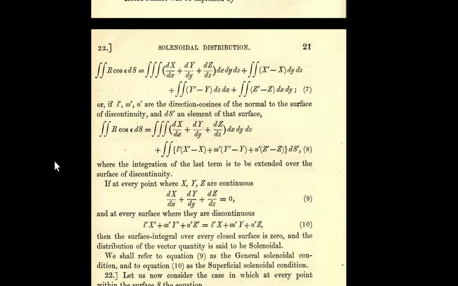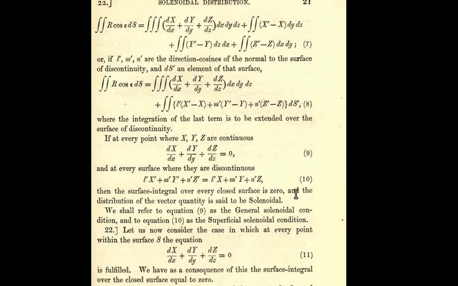Equation 7. Or if l', m', n' are the direction cosines of the normal to the surface of discontinuity, and dS' an element of that surface, the integral of r cosine epsilon dS equals the triple integral of (dX by dx plus dY by dy plus dZ by dz) dx dy dz plus the integral of [l'(X' minus X) plus m'(Y' minus Y) plus n'(Z' minus Z)] dS'. Equation 8, where the integration of the last term is to be extended over the surface of discontinuity.